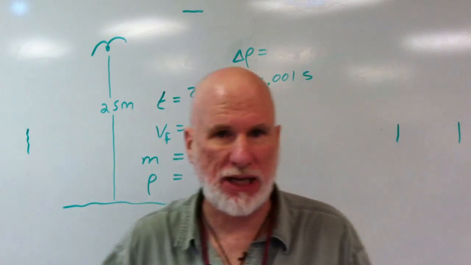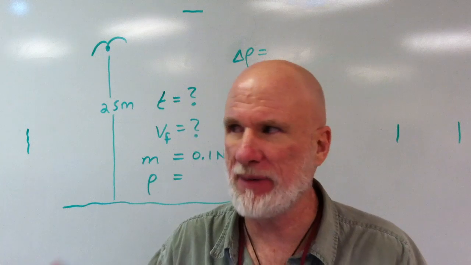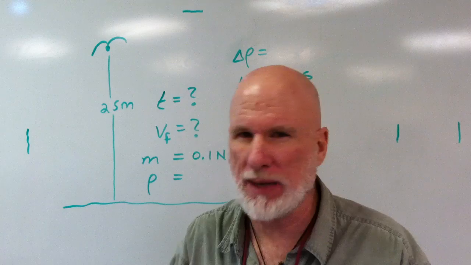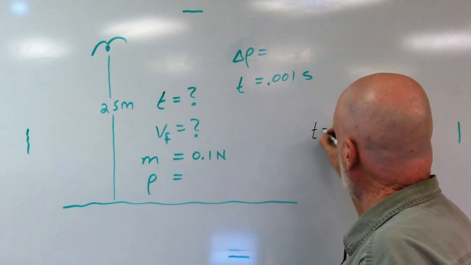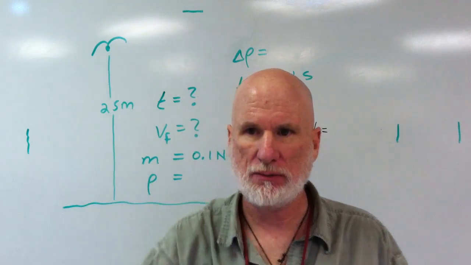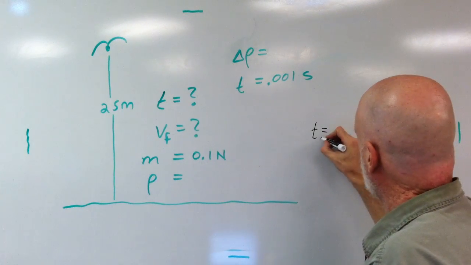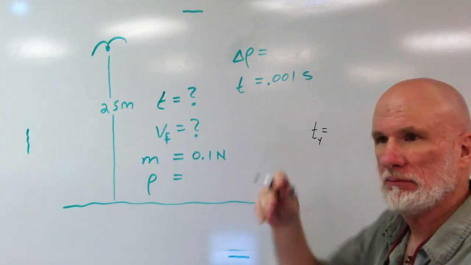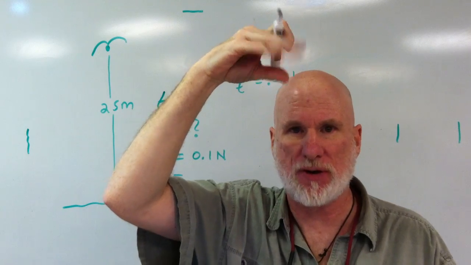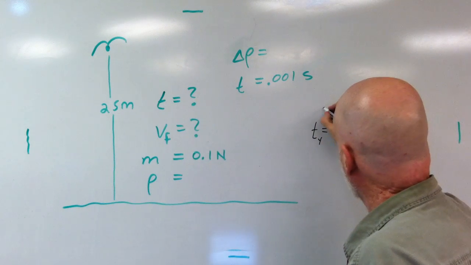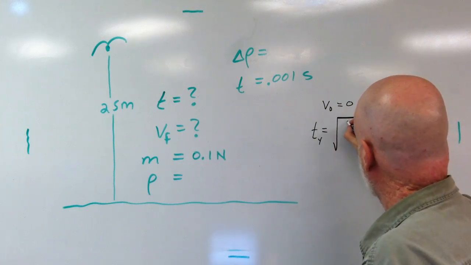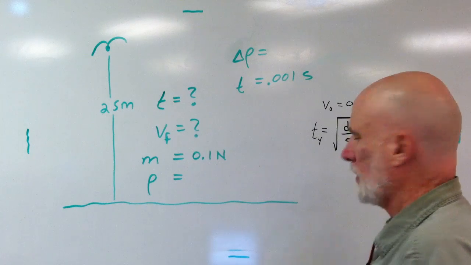Well, it's 25 meters. Let's do this quickly. 25 meters is the distance. I want to know time. We just did a problem like this. So time, remember, vertical, based on g, from an initial velocity of 0. Right? Isn't that right?